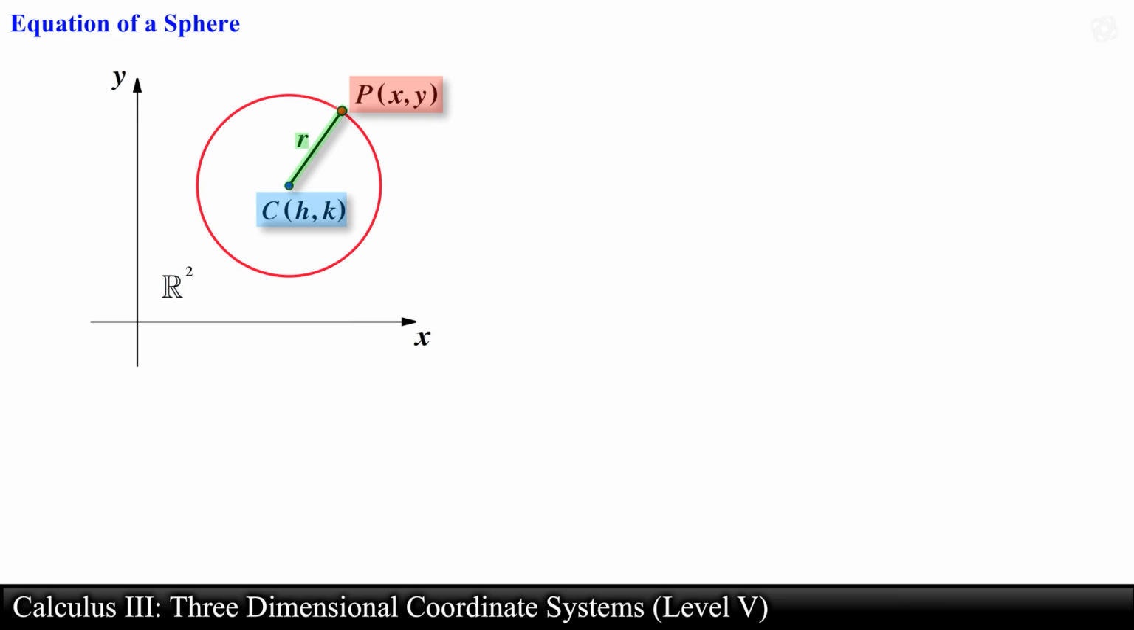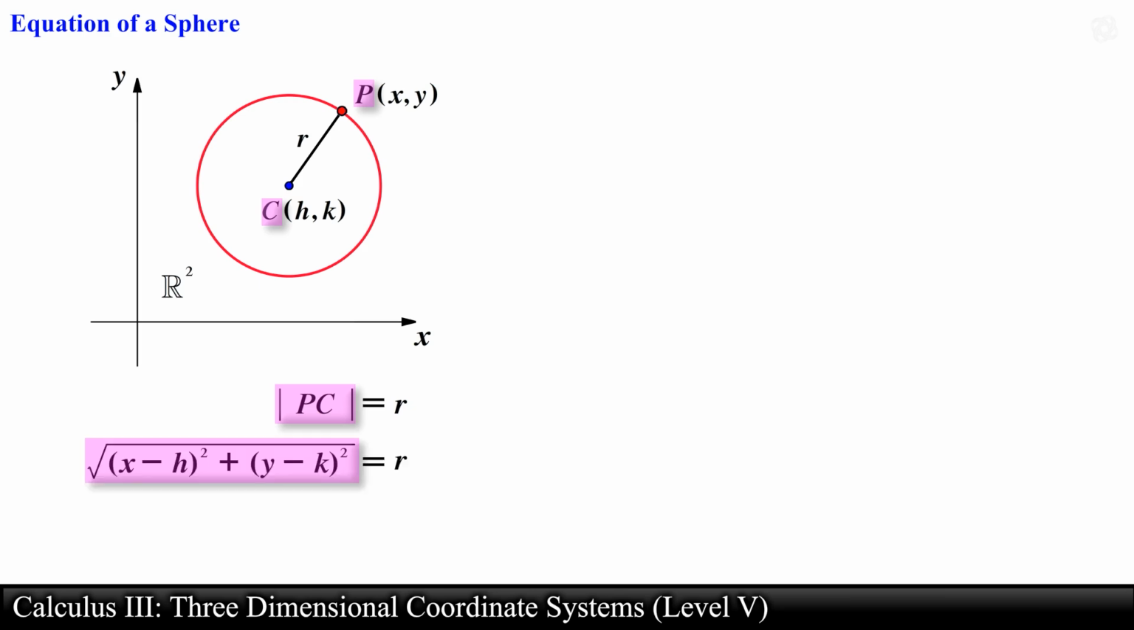The distance between point P and point C has to equal r. Mathematically, we can express this as follows. The distance between the center, C, and a point on the circle, P, is equal to r. The distance between P and C can be found by using the distance formula in 2 dimensions. So we substitute the distance PC with the following expression. The square root of the quantity x minus h squared plus the quantity y minus k squared equals r.